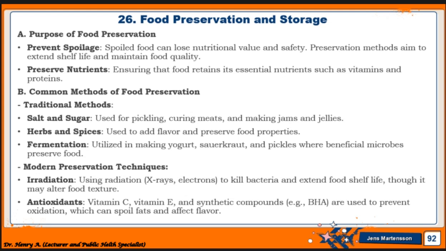You also have antioxidants. For example, the use of vitamin C, vitamin E, and synthetic compounds such as BHA are used to prevent oxidation, which can spoil fats and affect flavor. So take note of that. For modern preservation techniques, you have irradiation and antioxidants. So let's see the next one, which is chemical preservation.